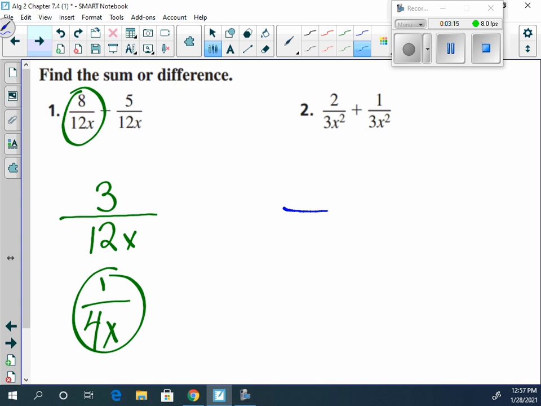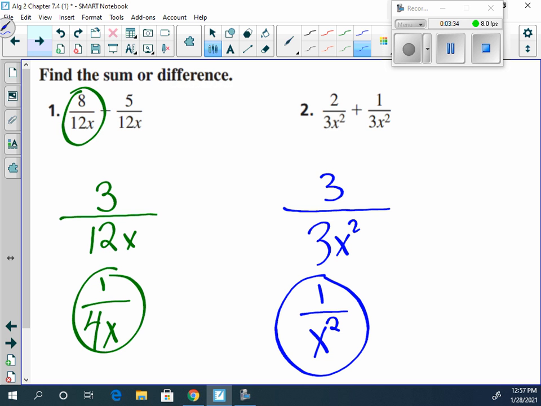How about the next one? 1/x squared, because the denominator is the same, so we can add them. We get 3/3x squared. 3/3 reduces, and we have 1/x squared. And that's it. Questions on this here?